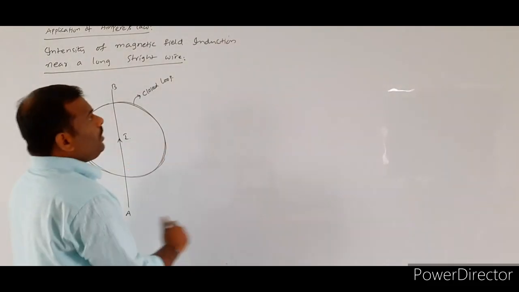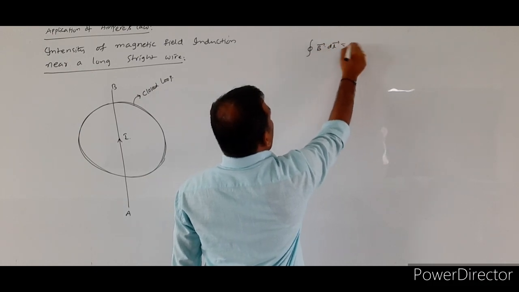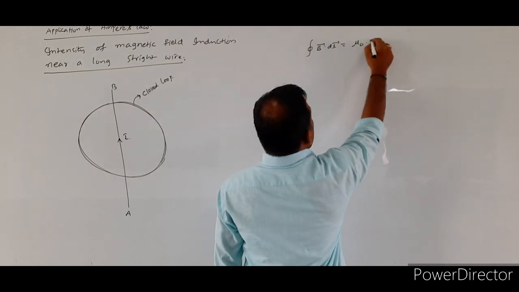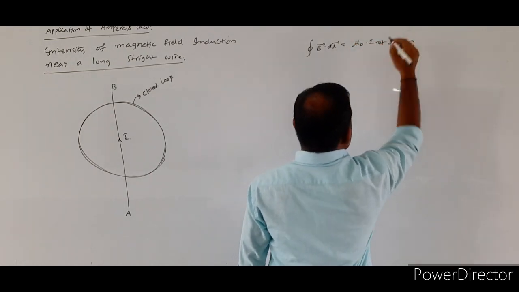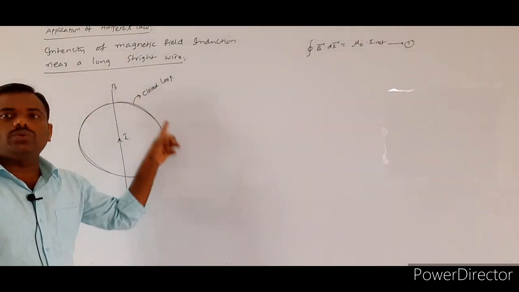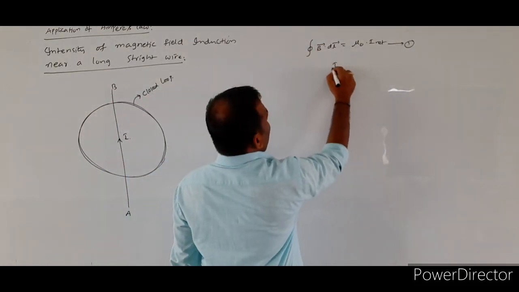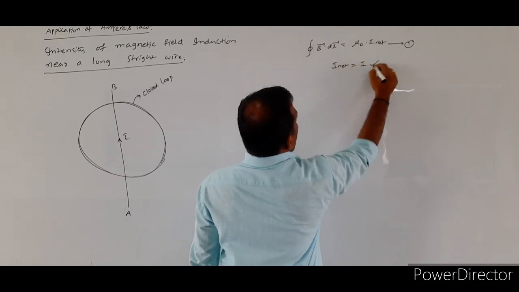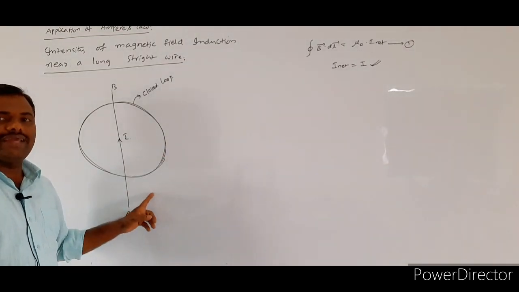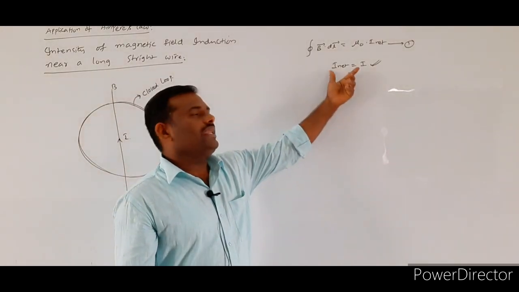Next, what is the statement of Ampere's circuital law? The line integral of B bar dot dl bar is equal to mu naught into I net. If you look at the diagram, only one current passes through the closed loop, so I net becomes I only, because only one current carrying conductor is placed in this closed loop.